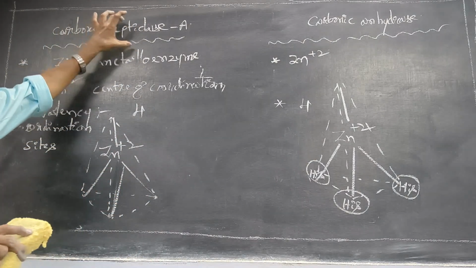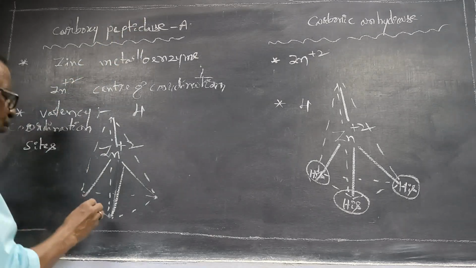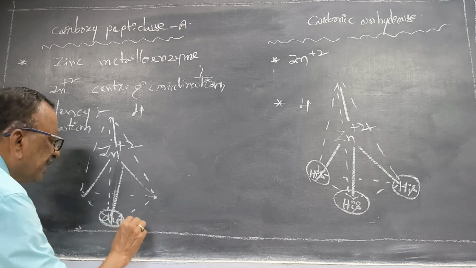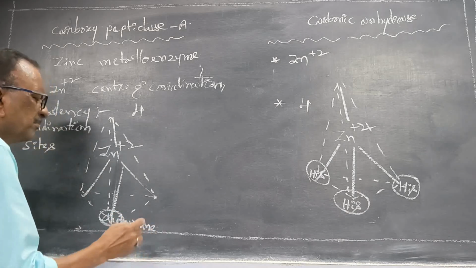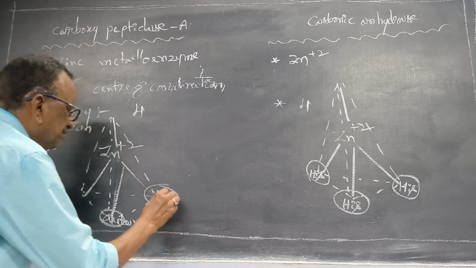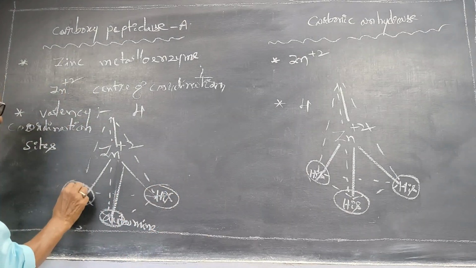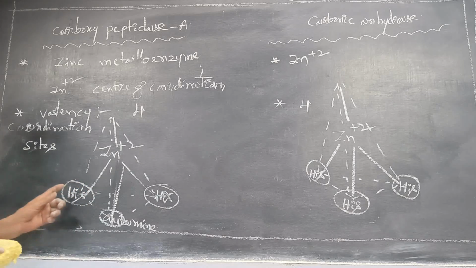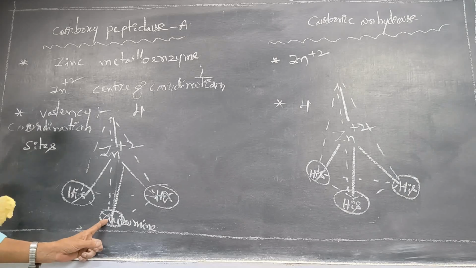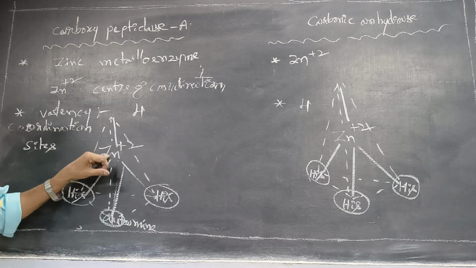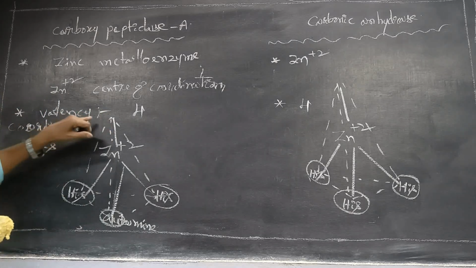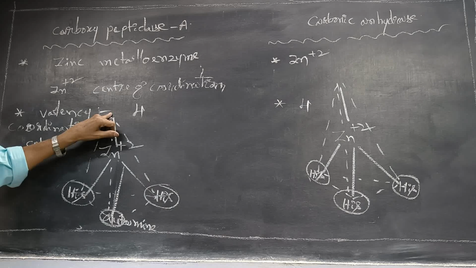Whereas in the case of carboxypeptidase A, one is glutamine. One is HIS, that is histidine. Here also histidine. So only two histidine amino acids and one glutamine amino acid, they will link with the zinc ion with their donor atoms. Fourth coordination site is always empty.